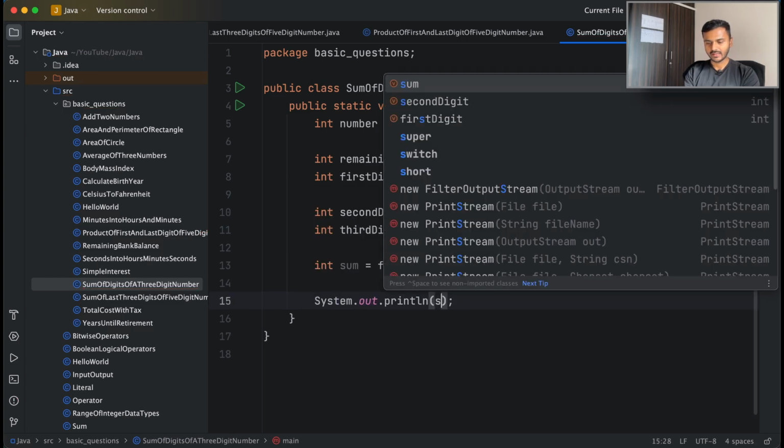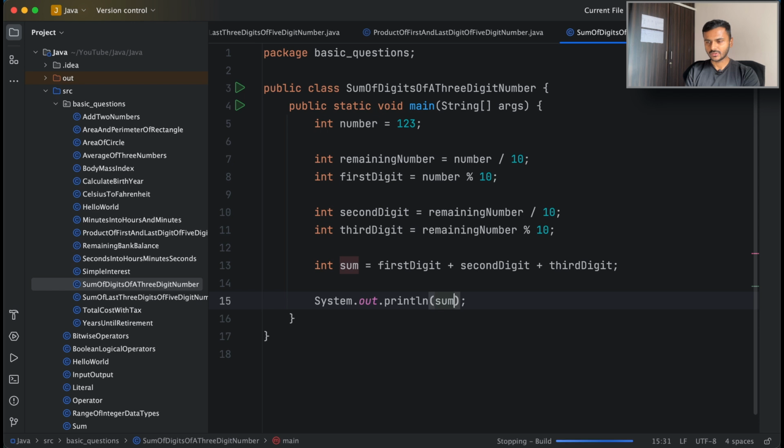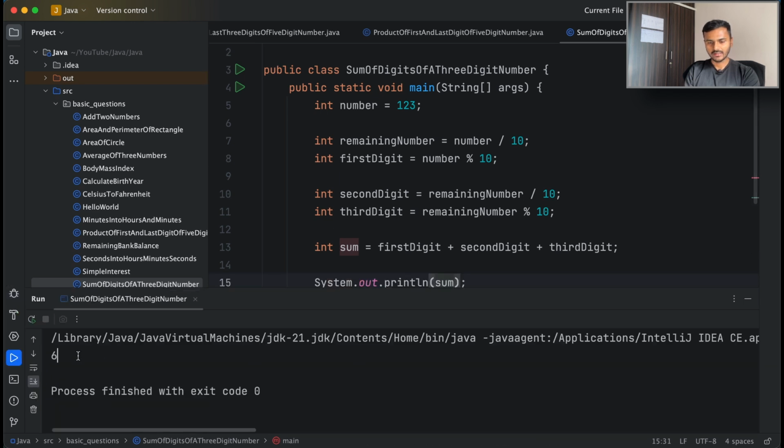And then if I print the sum, what should I get? I should get 6, right? And we got 6. If I change this to say 712, I should get 10, and we got 10.